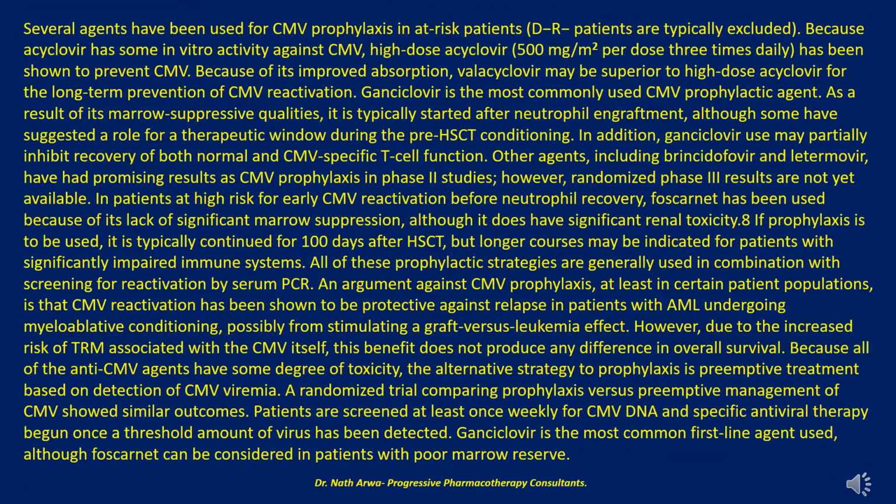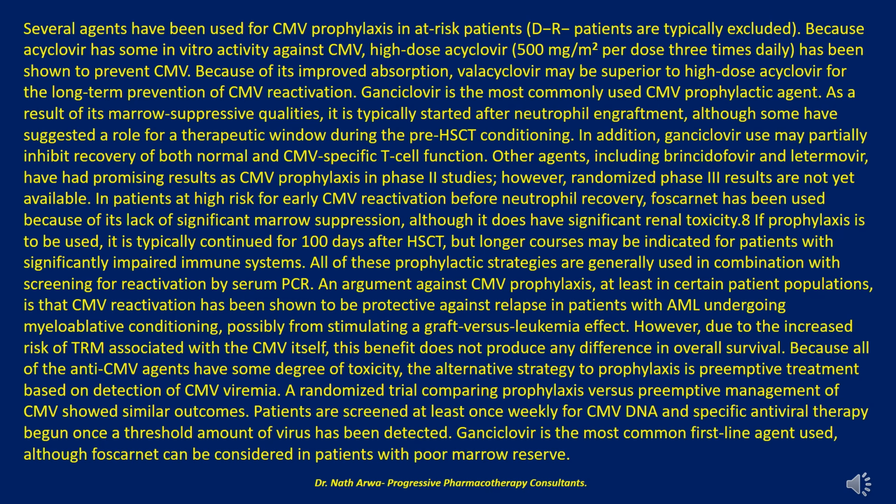Several agents have been used for CMV prophylaxis in at-risk patients. D-R- patients are typically excluded. Because acyclovir has some in vitro activity against CMV, high-dose acyclovir, dosed at 500 mg per meter squared per dose 3 times daily, has been shown to prevent CMV. Because of its improved absorption, valacyclovir may be superior to high-dose acyclovir for the long-term prevention of CMV reactivation.